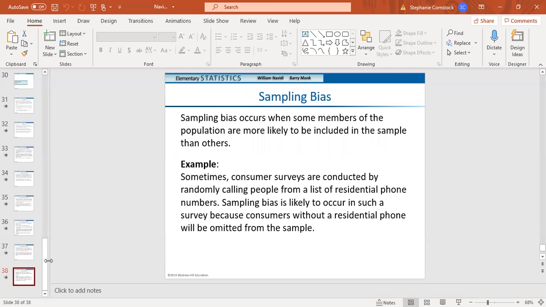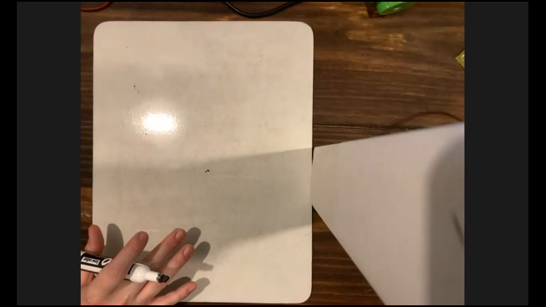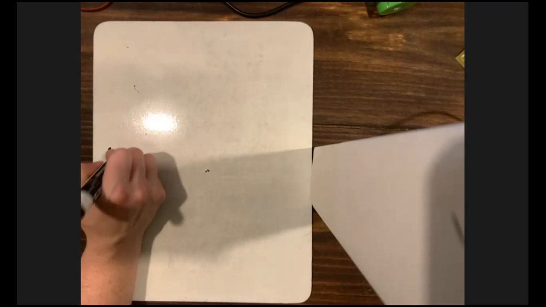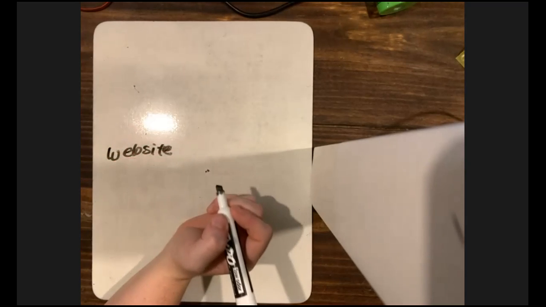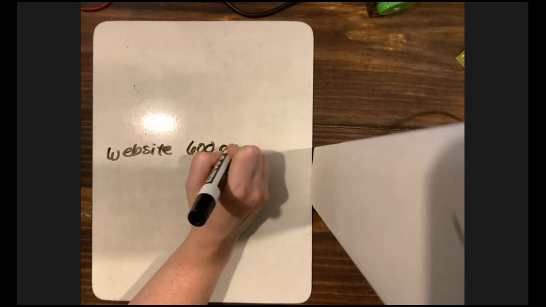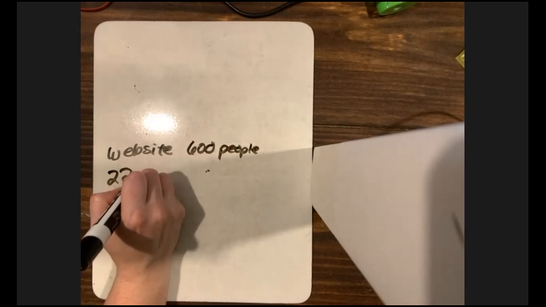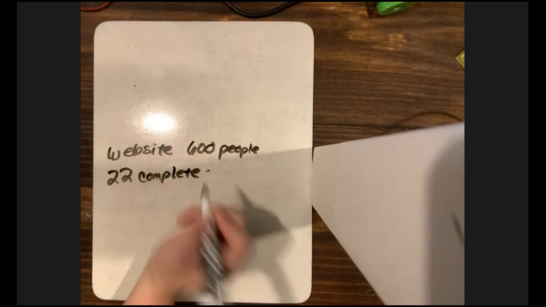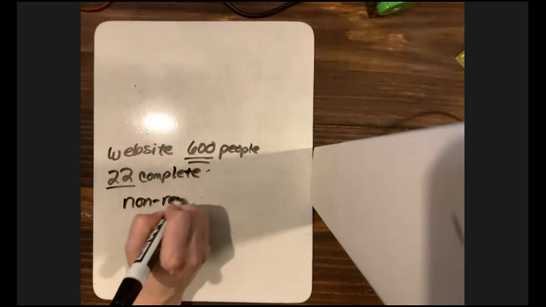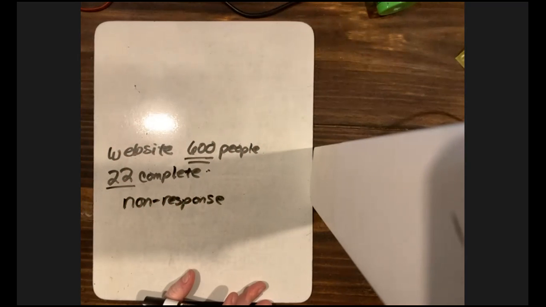Now, let's take a look on our examples page, our worksheet page, and take a look at these questions and see what we can get here. They want us to determine the type of bias that's being involved here. So we've got a website developer who wants to determine the effectiveness of a new website design. She samples 600 people, and 22 completed it. Now, since only 22 out of the 600 did this, this is a non-response. We have a very large chunk of people who did not participate in this particular survey.